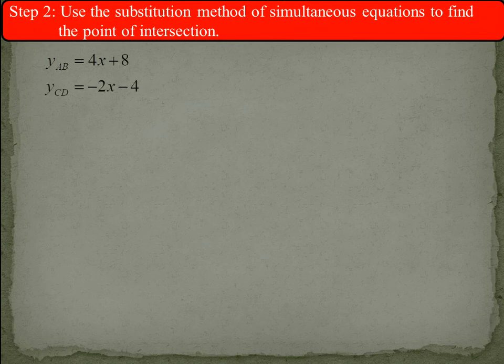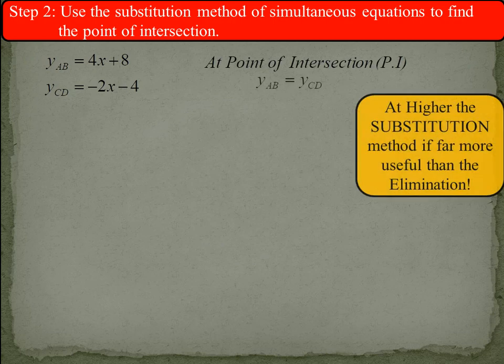Both equations are in the y equals form, so I would use the substitution method to find the point of intersection. Because remember, at the point of intersection, YAB will equal YCD. That's the concept at one point, and by equating them, the algebra will give the answer to the question of when does YAB equal YCD, and it'll give the x coordinates.